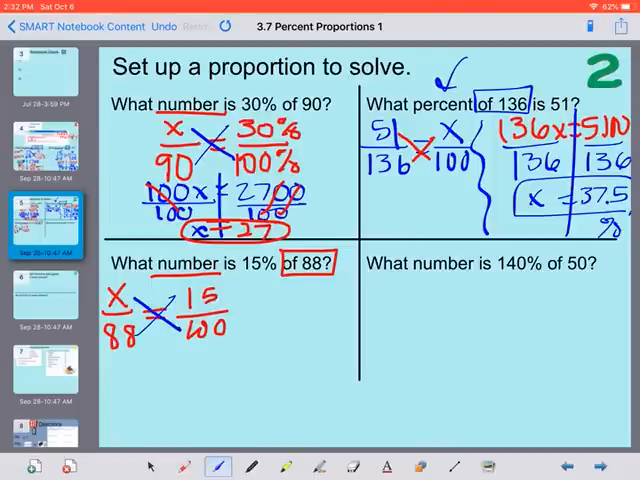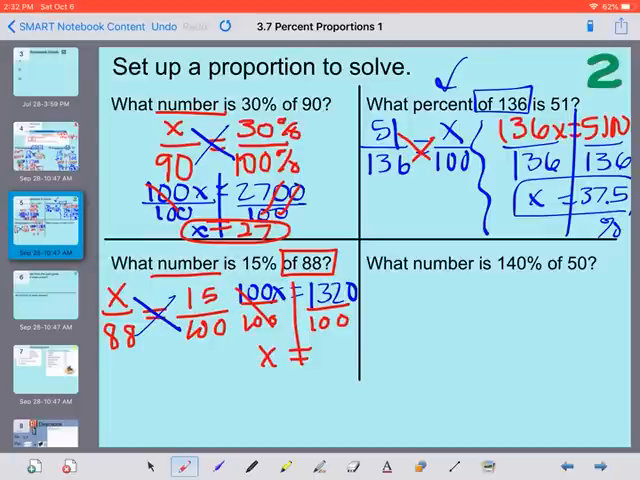Cross multiplying. 100 times x is 100x. 88 times 15, I don't know what that is. I would multiply it and get 1,320. I just have my calculator sitting next to me, which I'm plugging these in. And then dividing by 100, we get x equal to, if we divide by 100 here, we have 132 divided by 10, which would be 13.2.